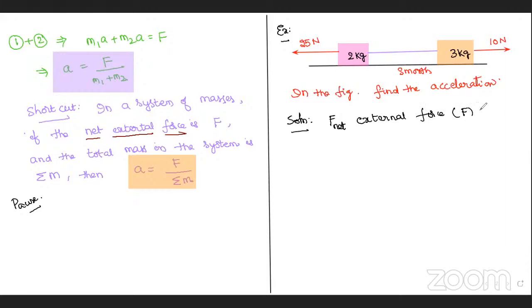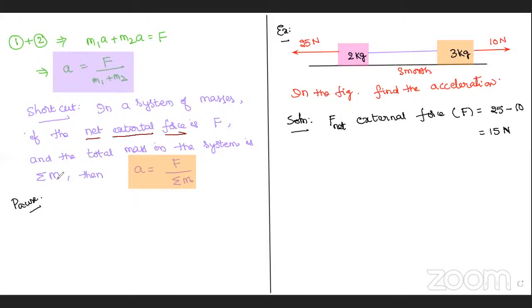F is equal to 25, which is greater. So first I write 25 and next I write 10. Since they are in opposite directions, minus 10. So F is equal to, I found, 15 newtons. Okay, good. That is 15.